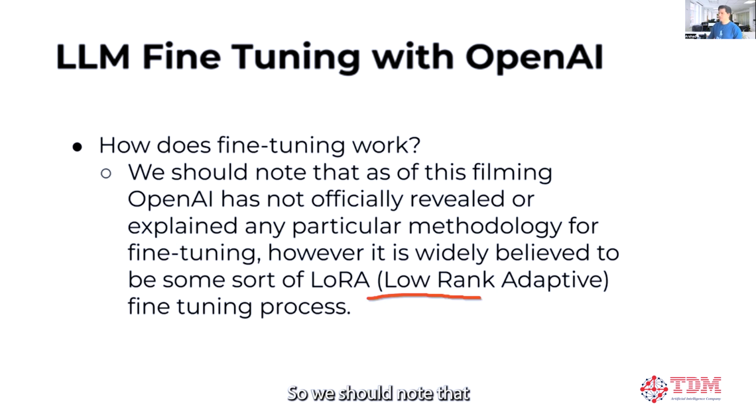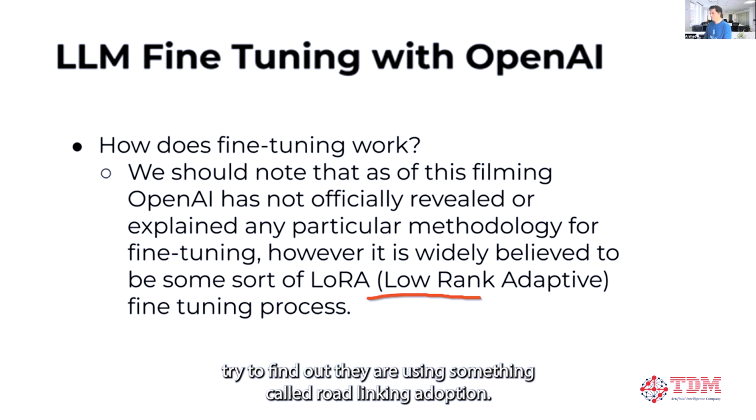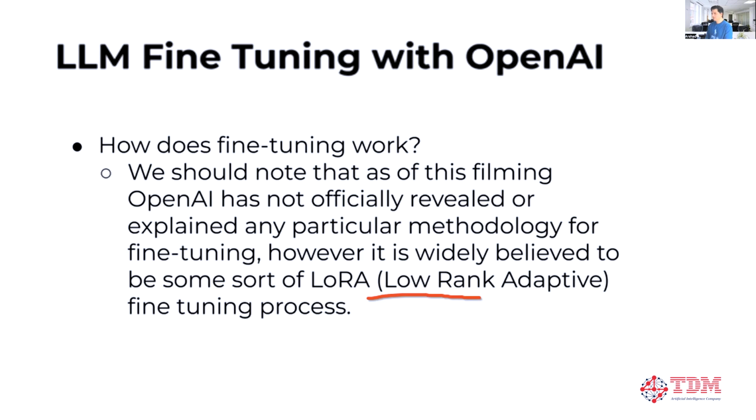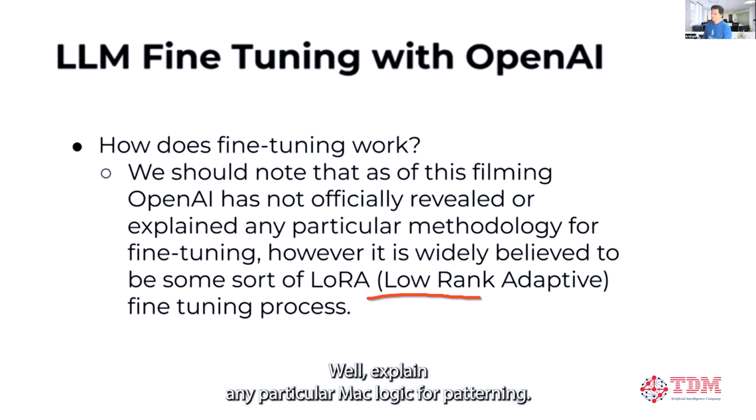So we should note that OpenAI particularly never openly said how they do the fine-tuning, but they are partnered with Microsoft. So behind the scenes, if you Google it, they are using something called Low Rank Adaptation, LoRA, which is basically the behind-the-scenes concept of fine-tuning. OpenAI has not officially revealed or explained any particular methodology for fine-tuning. However, widely accepted is LoRA, which is the fine-tuning process they are doing behind the scenes.